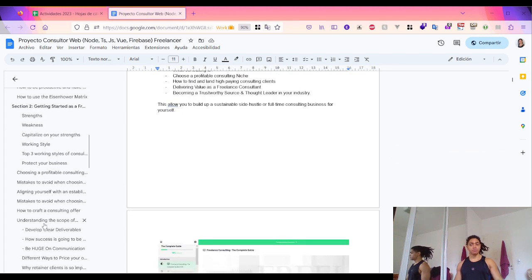And then the second model is: now that you know the fundamentals, it is time to look at how to get started as a freelance consulting career. And here, first, understand yourself. Capitalize on your strengths, identify your weaknesses and your working style, and then choose a profitable niche.